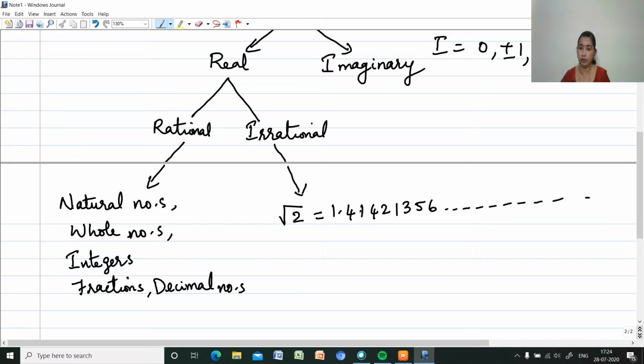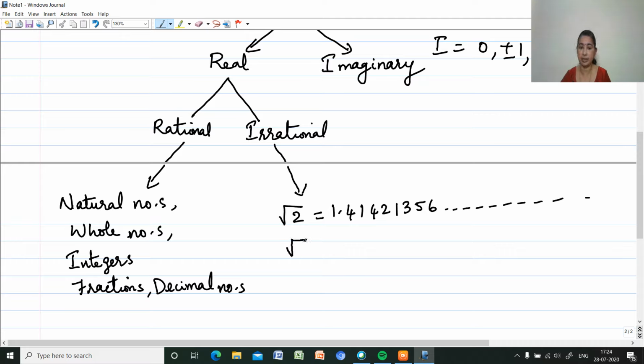So root 2 is equal to 1.4142 etc. We cannot find a correct value for that, and it is not terminating. It is a never-ending value, and also it is not recurring. Recurring means a particular pattern repeats, but here there is no such pattern, so we cannot find what the next number in the decimal is. Such a type of number we call an irrational number.